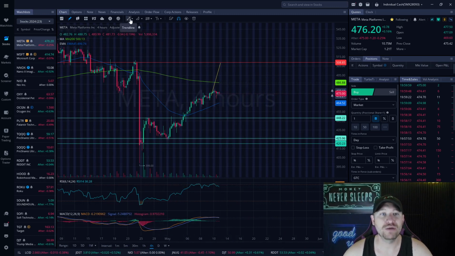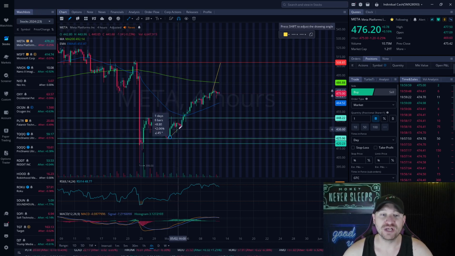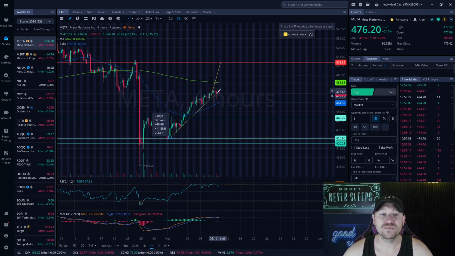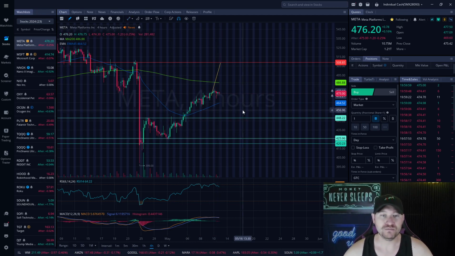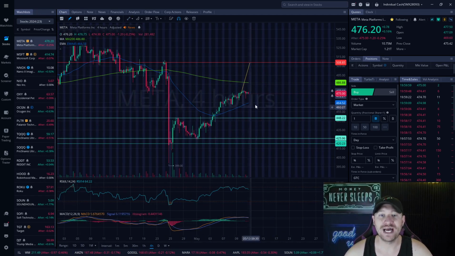Now, this is a 4-hour chart. I like to use this to identify support and resistance levels. Identifying the support level here to where it is now, you could have made an 11% profit in 9 days by simply using the 4-hour chart.